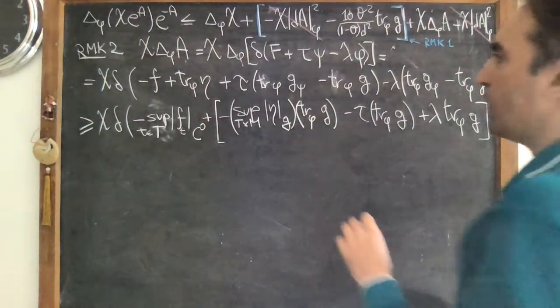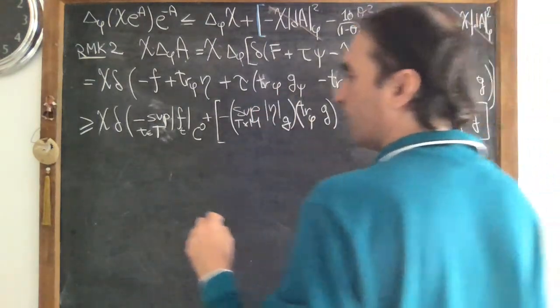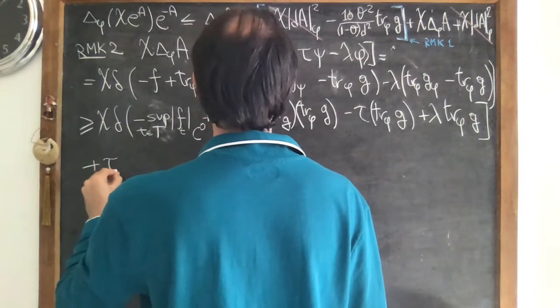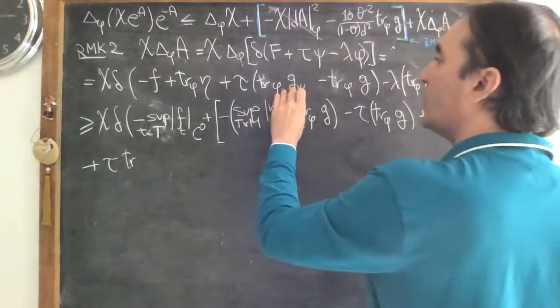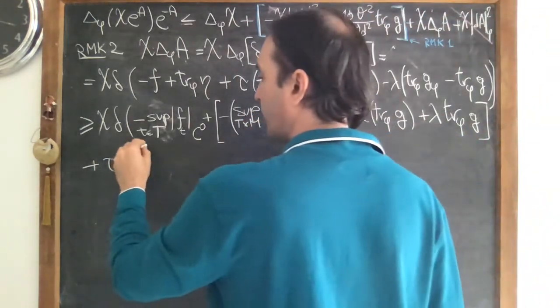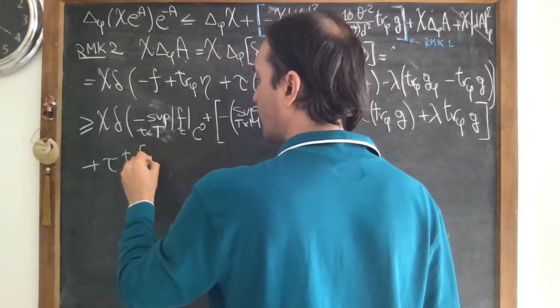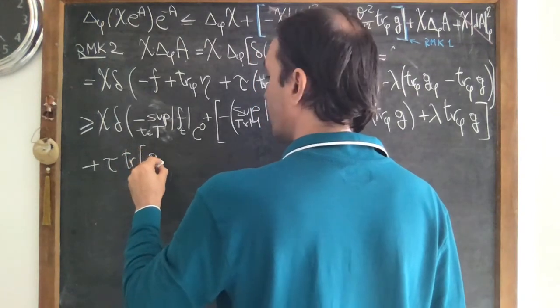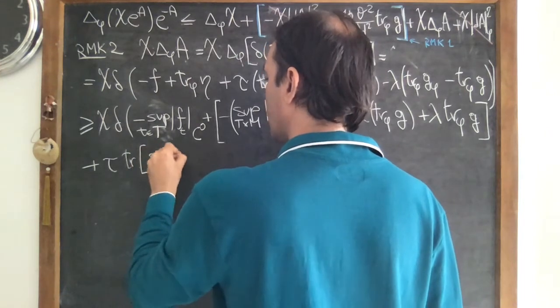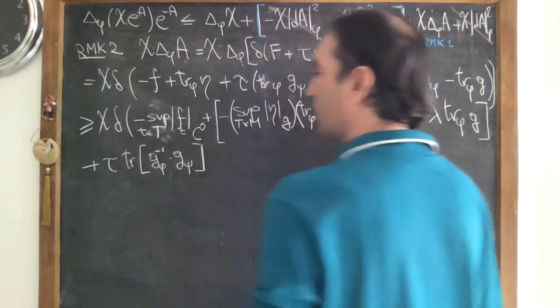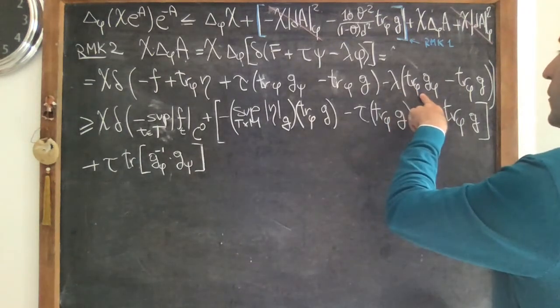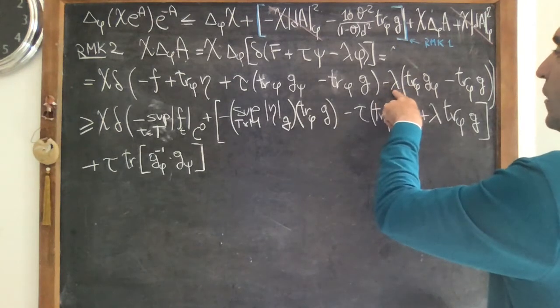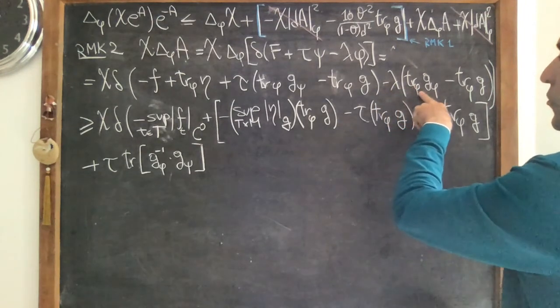Okay, what's left? This is rather delicate, so plus tau times trace, and we can write this trace in this other way. This is the trace of the matrix inverse of G phi times G psi, because we want to invoke some linear algebra to estimate this term. And the last term here is minus lambda times the trace with respect to phi of G phi.